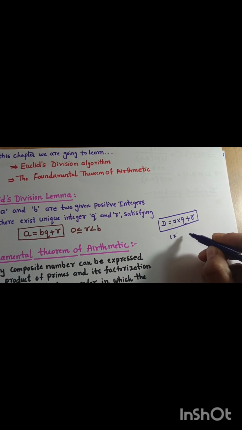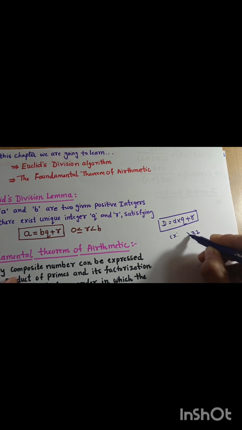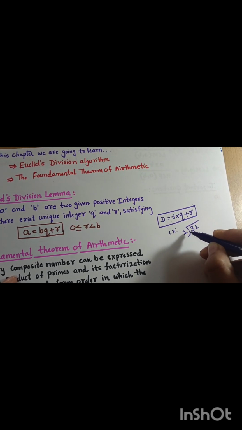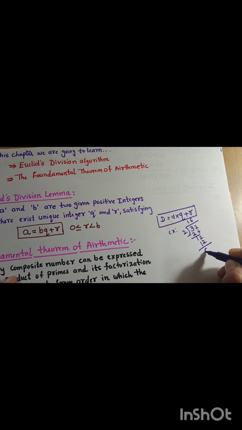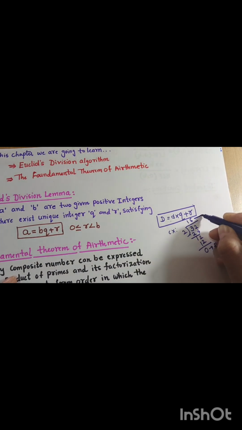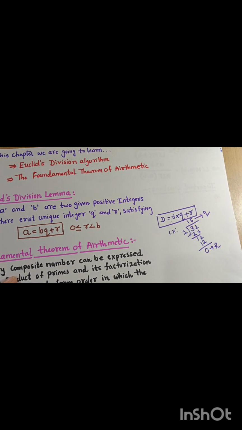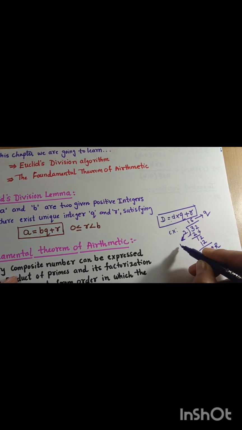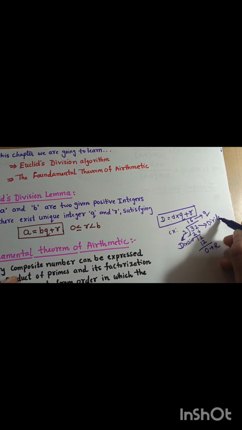I'll take one easiest example here. 32 is divisible by 2. How to do this? 2 ones are 2, 3 minus 2 is 1, you take 2 here, 2 sixes are 12. Now see here, this 0 is called the remainder, and 16 is called the quotient. This is the divisor, and 32 is the dividend.